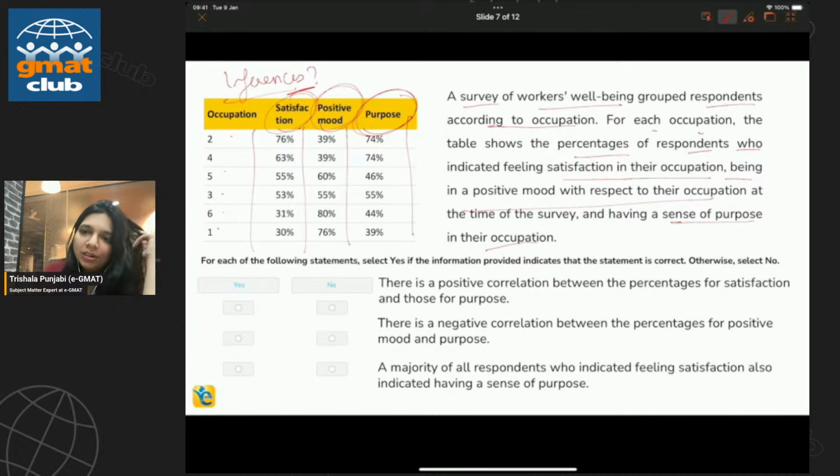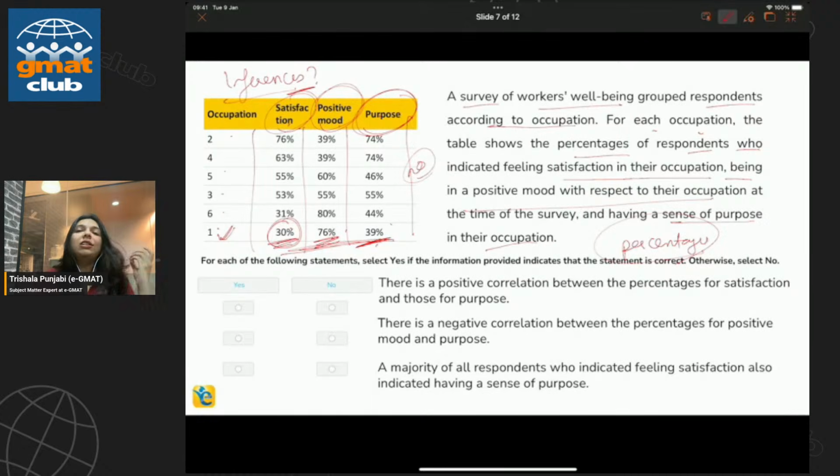So again, as per our normal way of doing things, let us look at one particular data point. Okay, let us look at this one. So, like for occupation one, like 30% of them said they were satisfied, 76% of them said they had a positive mood, 39% of them said they had a purpose. Now, what is the inference to draw here? So, whenever you are getting percentages, what should you think of? What is the first thing that you need to think of? Is it adding up to 100? 30, 76, 39? Is it adding up to 100? No, right? It is not adding up to 100.